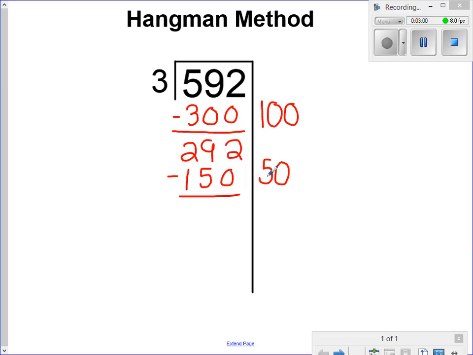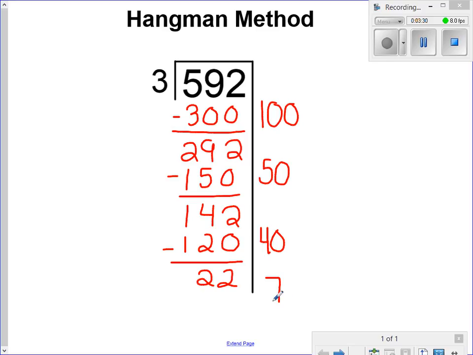So let's subtract again. I pulled out 50 groups, so that makes it 2, 4, and 1. Okay, so now I can't do 50 again because that equaled 150, and I'm looking at 142 now. So I know I can do 40 groups now, because 4 times 3 is 12, and then add the 0. So I'm going to take out a group of 120, because 40 times 3 is 120. So I'm going to end up with 22. I know that 3 times 7 equals 21. And I subtract that 21, because 7 times 3 is 21, and I get a 1.